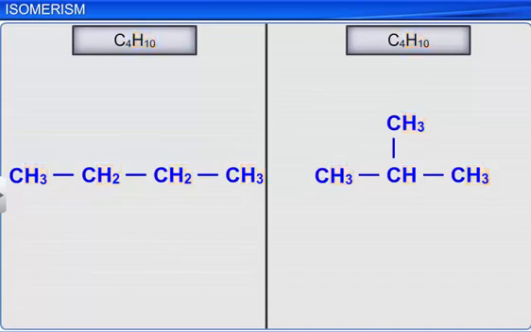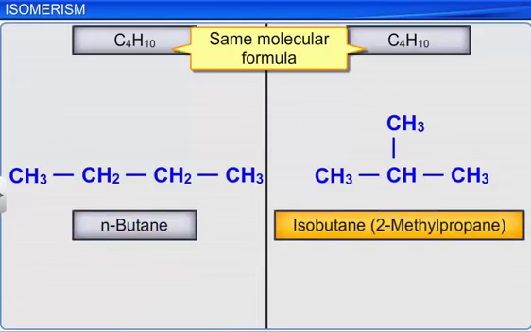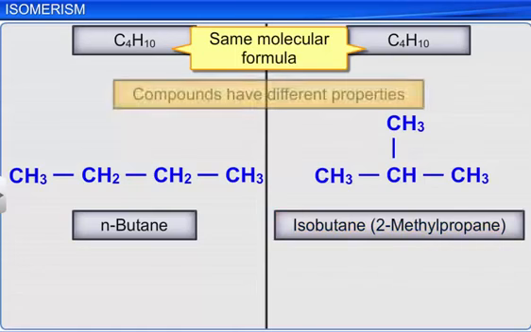Thus, their molecular formula is the same. The name of the first compound is N-butane and the second compound is isobutane or 2-methylpropane. Both these compounds have different properties.